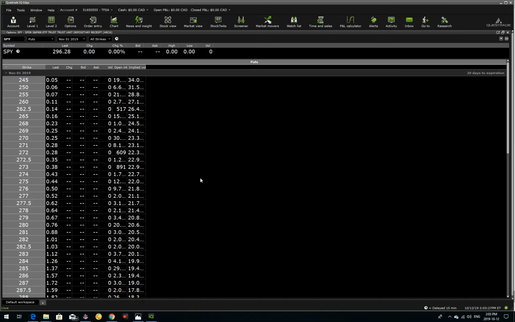Okay, we're going to use puts here to give you a different perspective. So in this case, our hypothetical view is the market's going down. Keep in mind all these are for examples only, and they're not actually the numbers we might use or our actual views at the time.